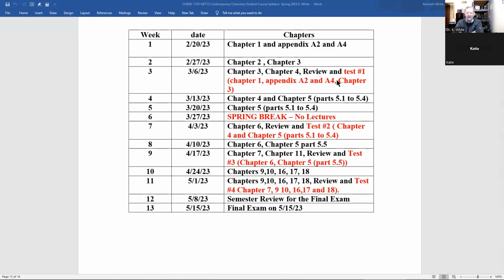Now, one of the things I try and do is always finish up material that will be on a test a couple of classes before that test. That gives you time to study and practice this. Remember, tomorrow, I will go through the practice problems for Appendix 2A and 4A. On Monday next week, I will go through the Chapter 3 practice problems.